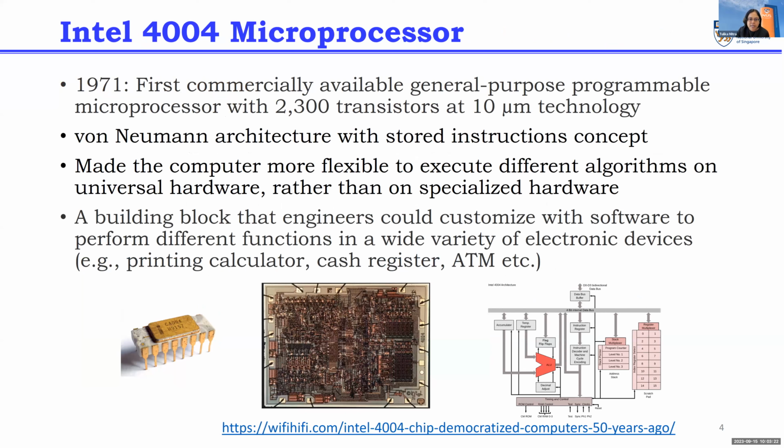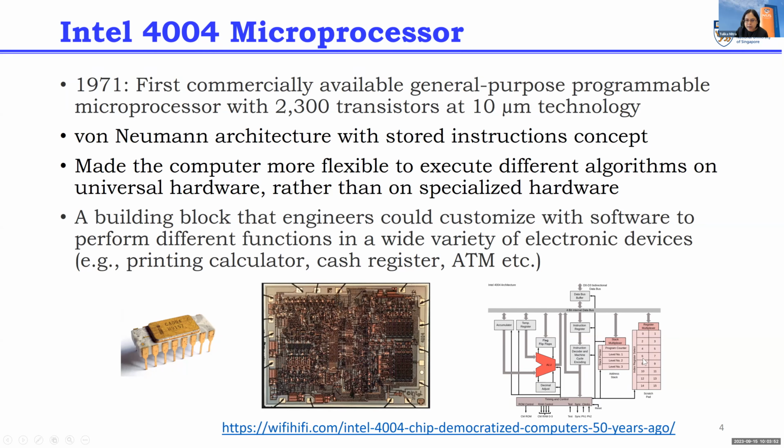All of that changed in 1971 when Intel introduced its first microprocessor, the Intel 4004. This was a general purpose programmable processor, which is what we are familiar with today. It introduced the von Neumann architecture with the stored instruction concept. That means you have the instructions stored in the memory, you fetch those instructions, you execute them, and you write the data into the memory.